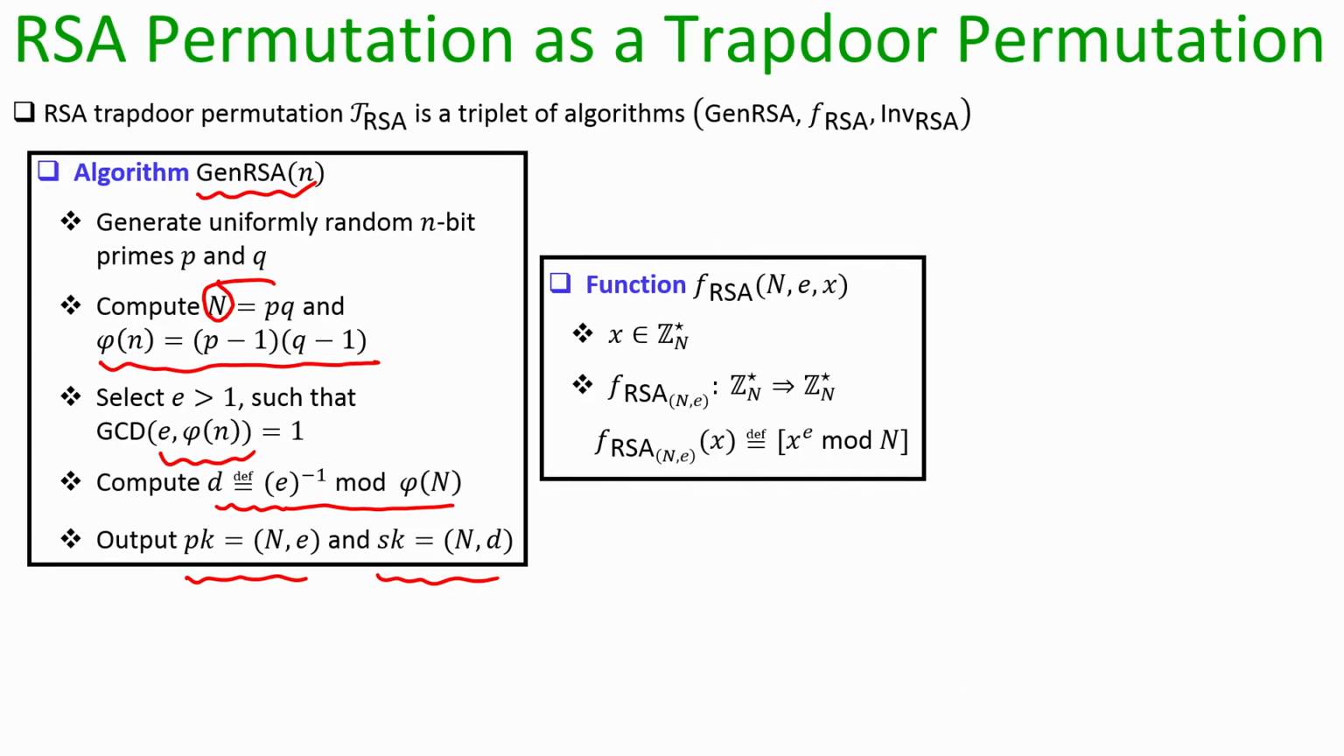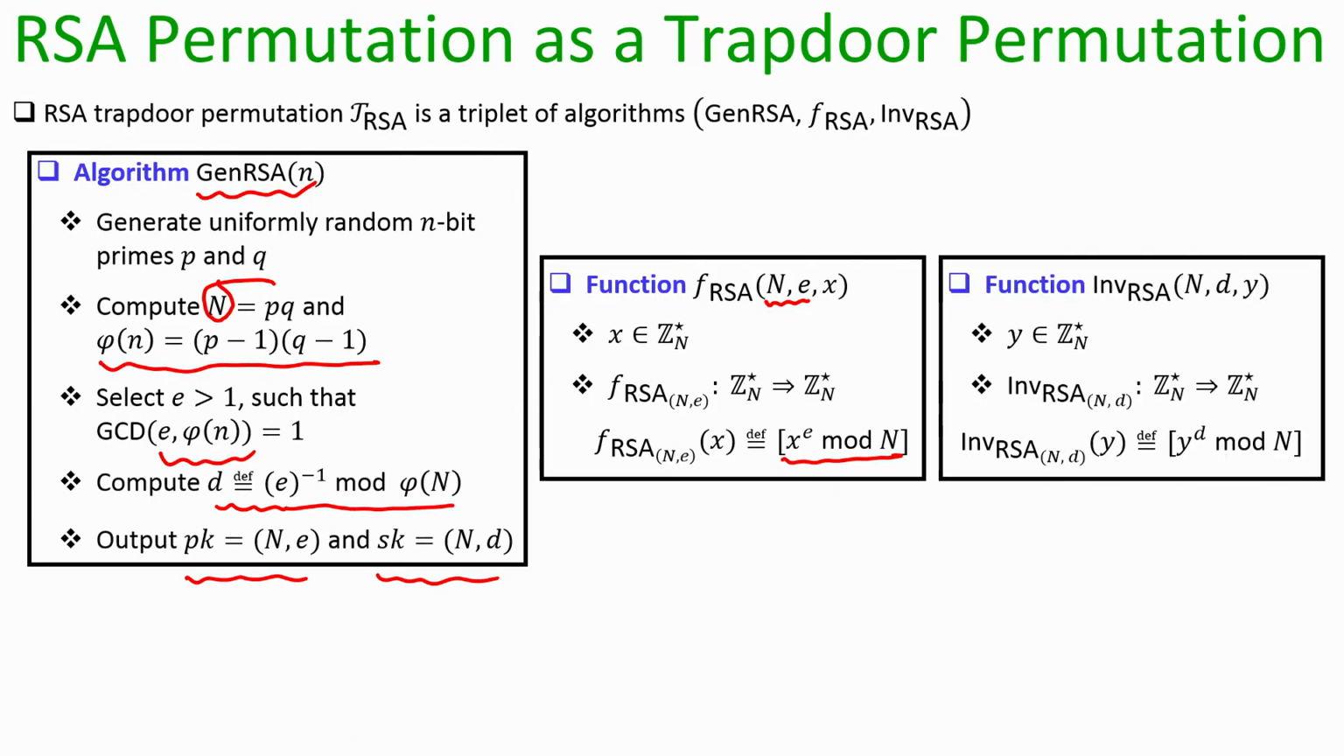The forward direction function, namely the function f sub RSA, operated with the public key (n, e), is as follows. To compute the value of this function f sub RSA on an input x, you just output x to the power e modulo n, and x to the power e modulo n can be computed in polynomial of little n time. We will see later on how exactly this group exponentiation can be computed in polynomial in n amount of time. On the other hand, if you have a trapdoor, namely a secret parameter (n, d), and if you want to invert any given y from the set Zn star, you have to compute y to the power d modulo n.